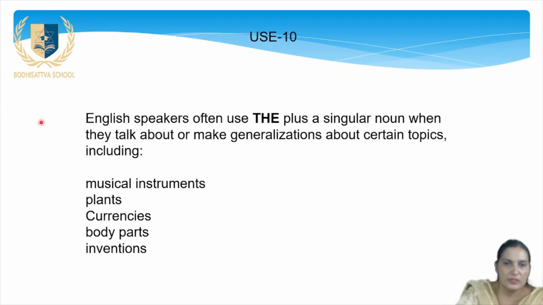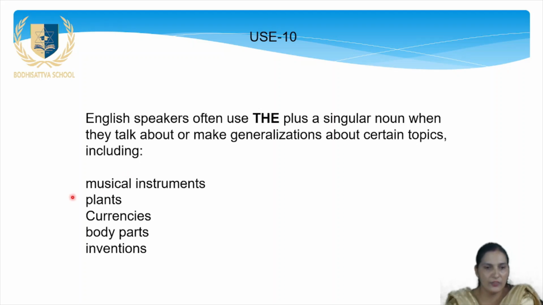And next one, look at here, the use of article the. Mostly English speakers often use this article the for a singular noun when they talk about or make generalizations about certain topics. At that time, they mostly use the articles. And here are many topics also which include the articles.